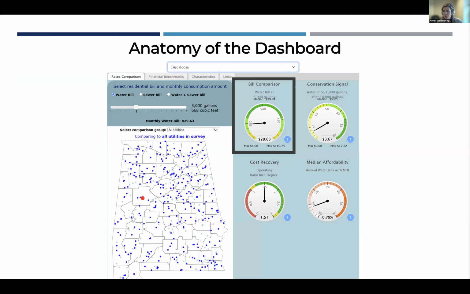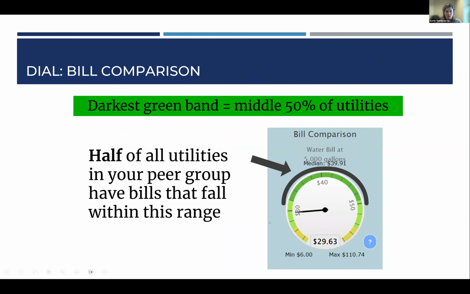All right, so now I'm going to go through these 4 dials here and talk about them one by one. So I'm going to start with the bill comparison one, because this tends to be the one that people focus on the most. It's set up in this kind of gradient fashion, right? So again, just kind of walking you through it.